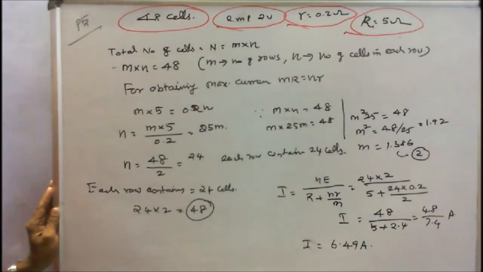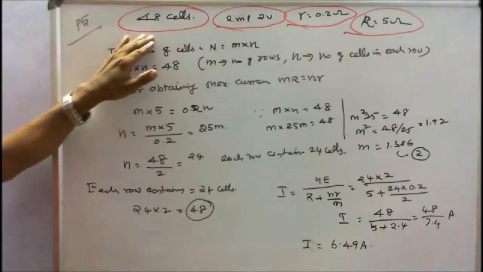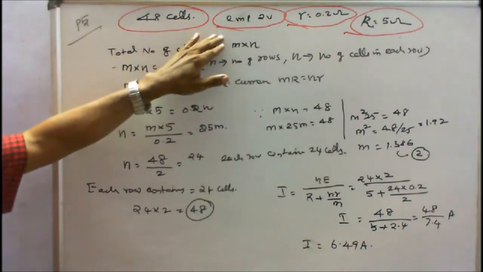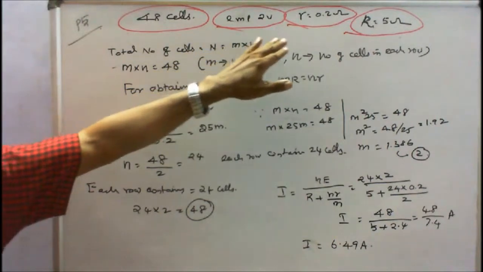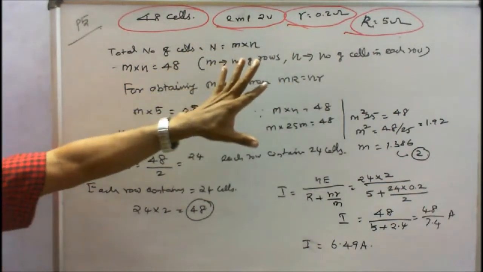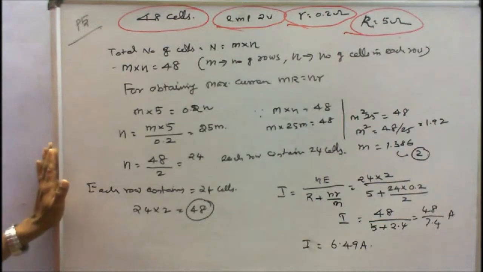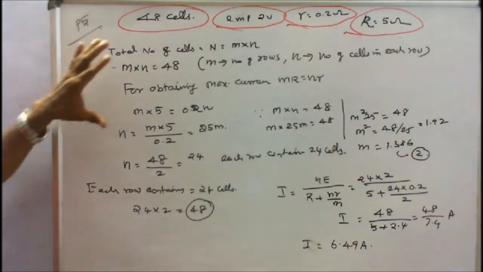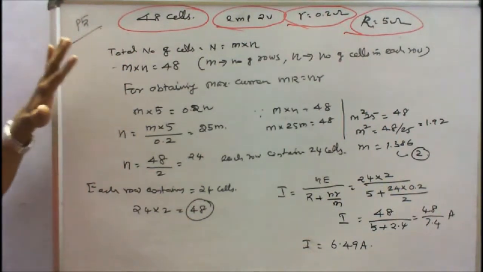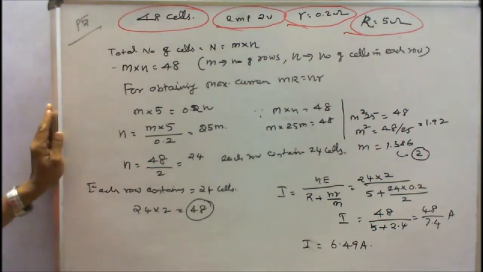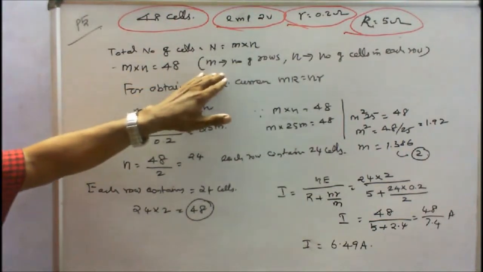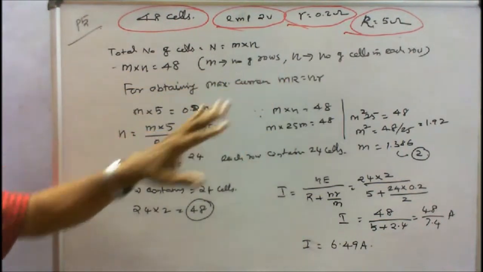In the fifth problem, the given values are: number of cells is 48, EMF of each cell is 2 volts, internal resistance of each cell is 0.2 ohms, load resistance is 5 ohms. Our aim is to find the maximum current as well as how many cells we can accommodate in each row to obtain a maximum current. That is the question. m into n is equal to 48. m represents the number of rows, and n is equal to the number of cells in each row.